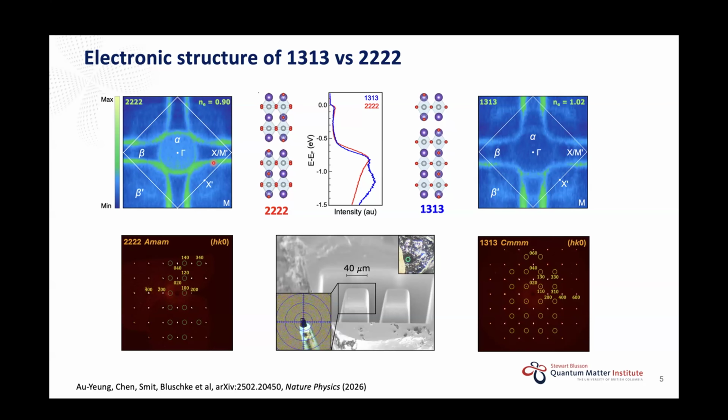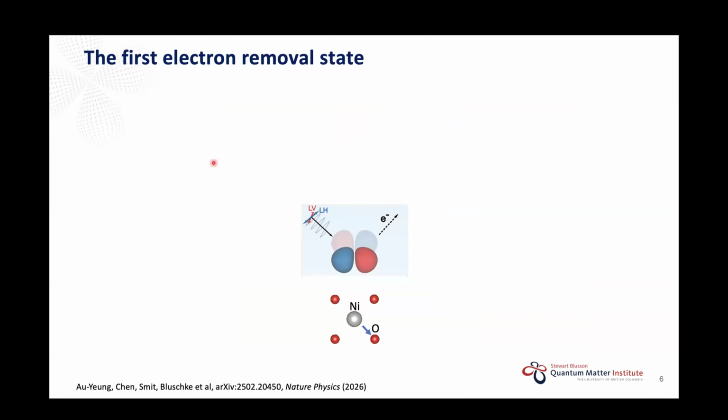In RPES, we can also try to understand the dichroism, which gives us the symmetry of the first electron removal state. What I'm showing you here is the geometry of our measurement. This blue square is the scattering plane, and we orient our sample so that the scattering plane is at 45 degrees to the nickel-oxygen bond. LV is the polarization parallel to the sample surface, and LH is the polarization parallel to the scattering plane. So this would be a typical x squared minus y squared orbital.